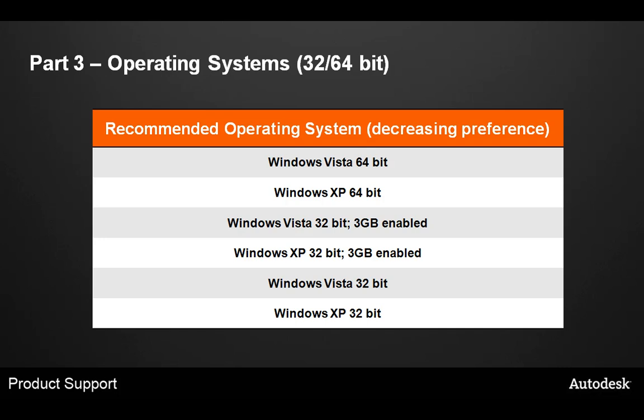So here quickly is the recommended operating system to use with Civil 3D in the decreasing order of preference. So the first item in the list is the most desirable, which is Windows Vista 64-bit. Next in line is XP 64-bit. So 64-bit in general is going to give you the best performance, and then it goes down from there, and we'll describe that a little bit further.